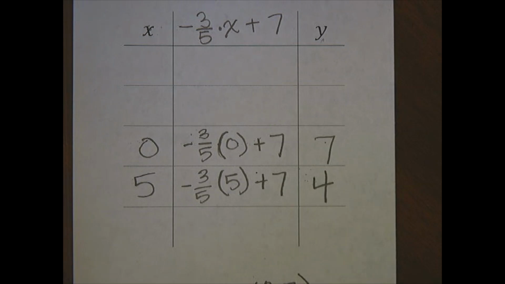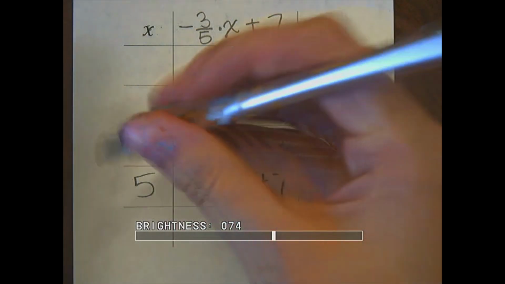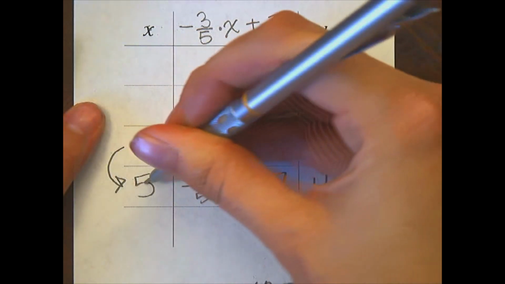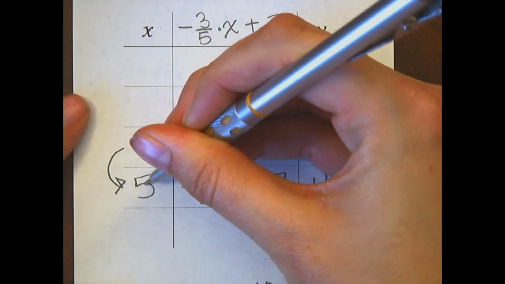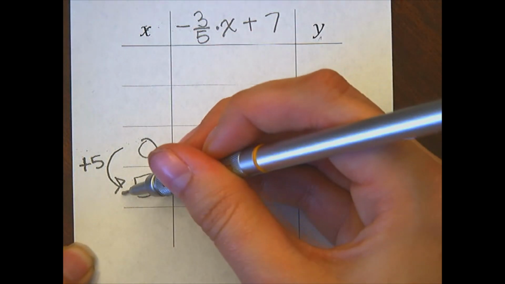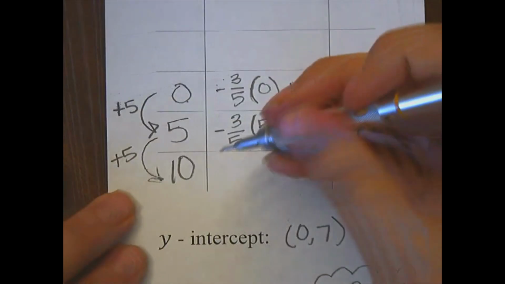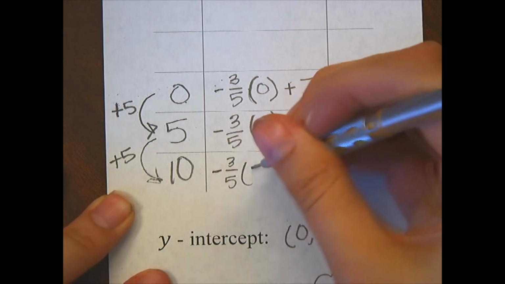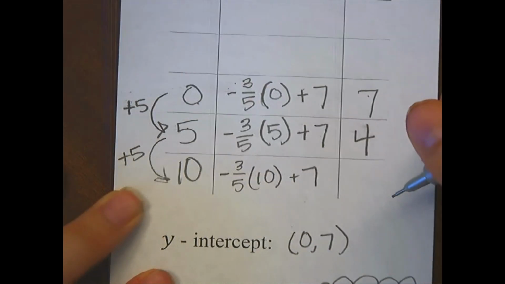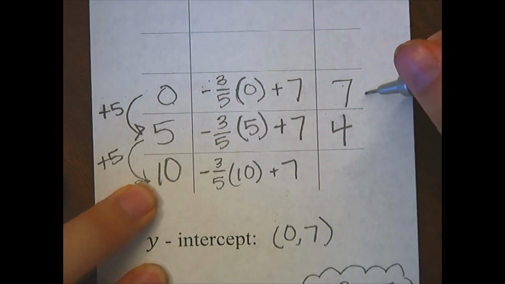Now, I could keep checking all my numbers, but what I can do now is actually notice a pattern that's going on here. So right here from 0 to 5, I want to think to myself, what am I adding here? Well, what do you add to 0 to make 5? It's 5. So if we had a guess at what our next x value was going to be, well, what's 5 plus 5? It is 10. That's right. And -3/5 times 10 plus 7 is going to give you some number, but we're not going to look at our graph for it. We're going to use this pattern that we have right here.